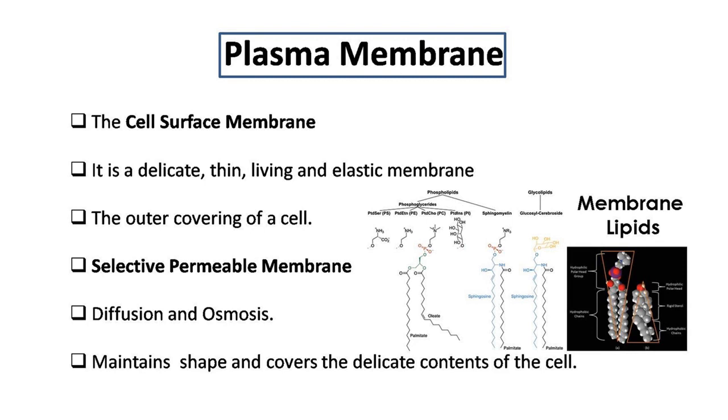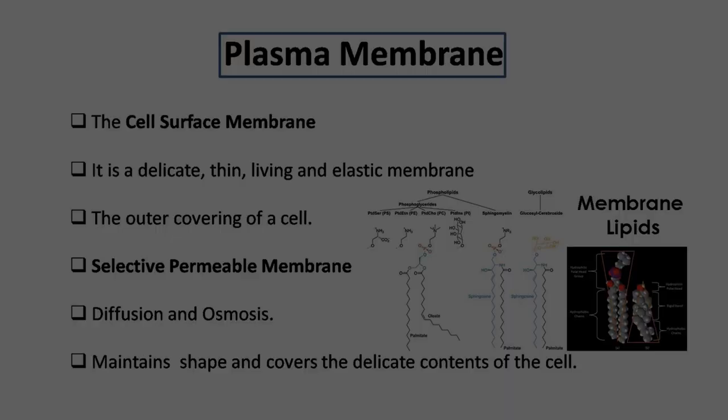Let us first see the plasma membrane. The cell surface membrane or plasma membrane is a delicate, thin, living and elastic membrane, and it is the outer covering of a cell. It is selectively permeable. That means it only permits certain specific materials in and out of the cell. It also helps to maintain its shape and also covers the delicate contents of the cell.